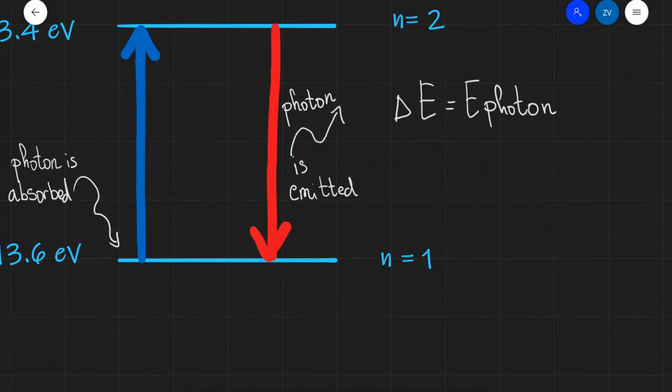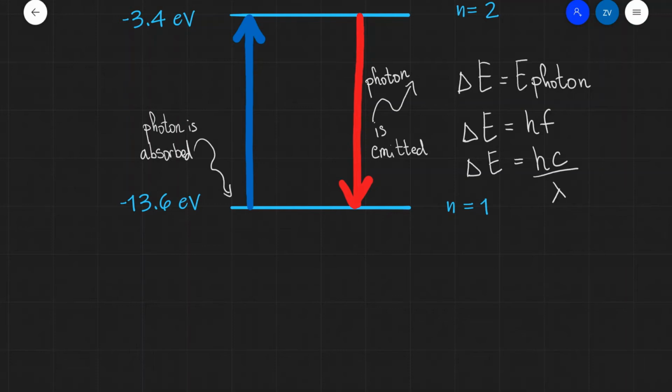We know two formulae that are going to be useful in this case. From our first year quantum mechanics, we remember that the energy of a photon is either hf, or we could also write this as delta E is equal to hc over lambda, where c is the speed of light, h is Planck's constant. In each of those cases, we can use these two formulae to work out either the frequency or the wavelength of the photon that has either been emitted or absorbed.